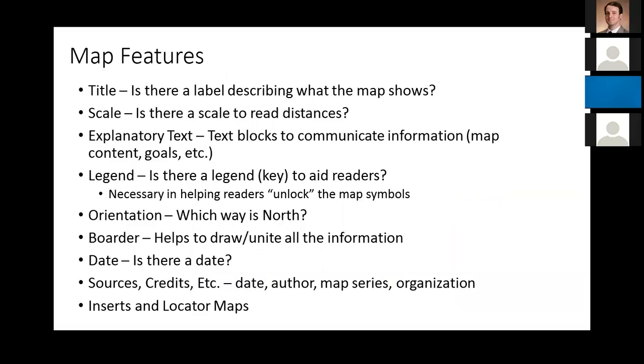So something like a title, something like scale, explanatory text. Does your map need an info box included that provides additional details so it can be understood? A legend, orientation. Will the map reader immediately know which way is north on the map? Is north at the top of the page or is it someplace else? A border. You may not think that, but oftentimes a border really helps convey information or helps the map reader understand the information more clearly. Is there a date, sources and credits? Is there a locator map that is included as well?